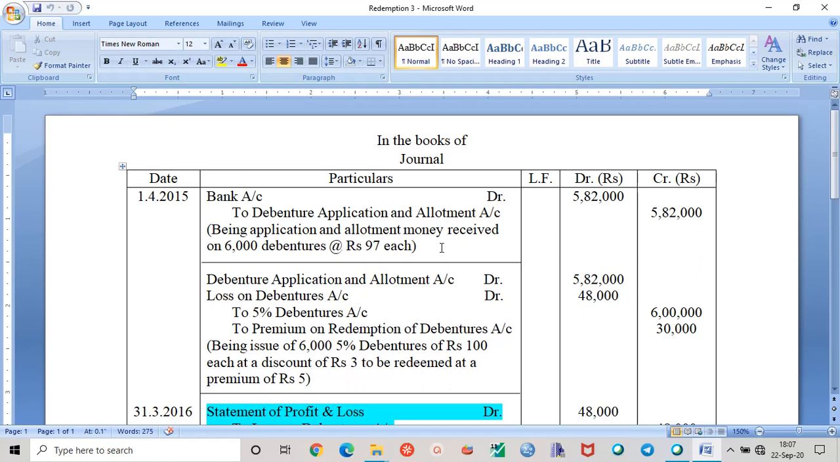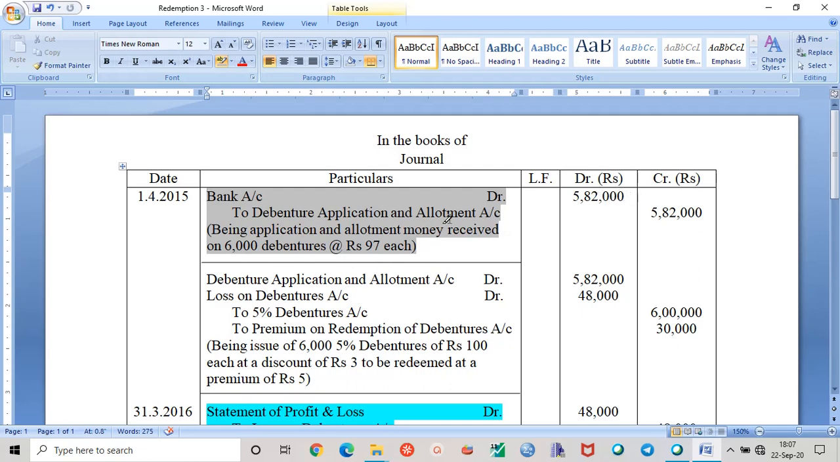So how many debentures were issued here? Divide this 6 lakh by 100. What amount will you get? You will get 6,000. So 6,000 is the number of debentures that is issued to the public. So the entry will be bank account debit to debenture application and allotment account. 6,000 into 97 will be 5 lakh 82,000.